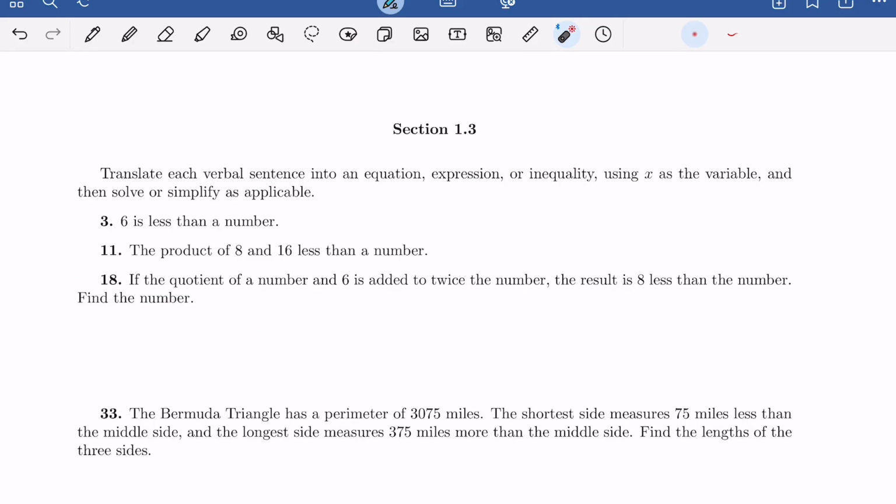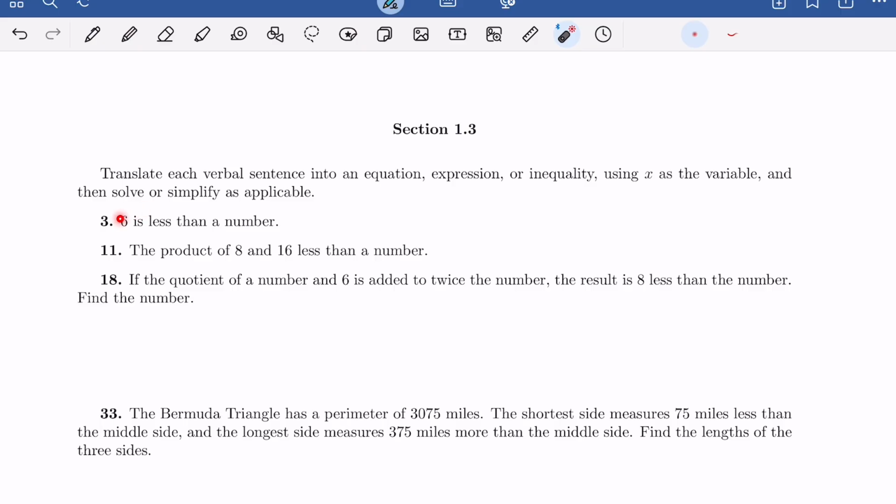All right, so this brings us to section 1.3. This is going to be the last section for this video. For our first three questions, we want to translate each verbal sentence into an equation, expression, or an equality using x as the variable, and then we're going to solve or simplify if we can.